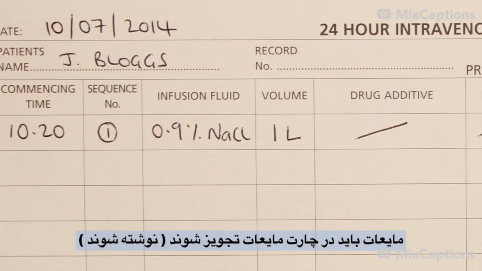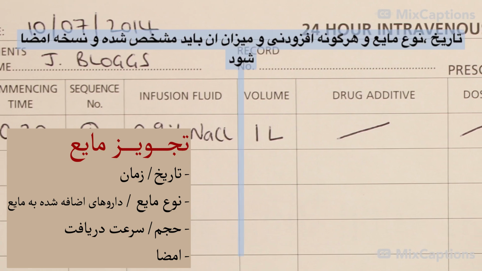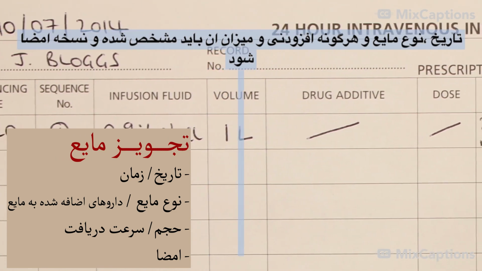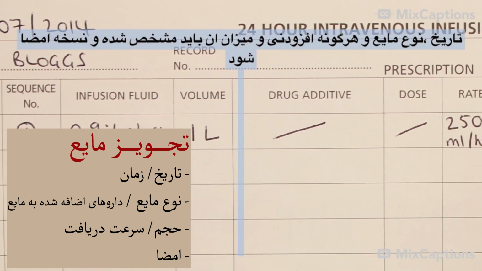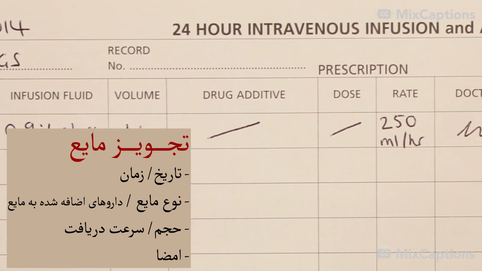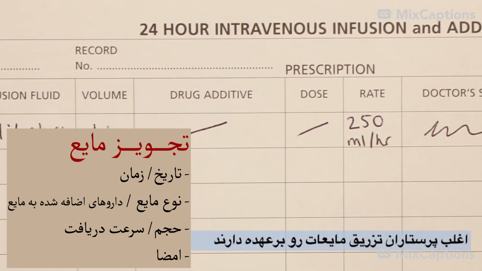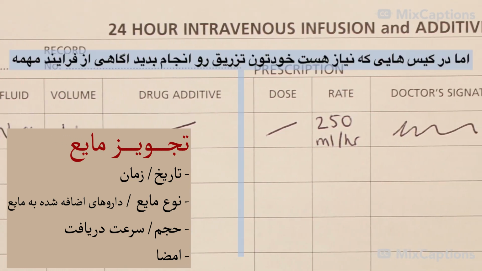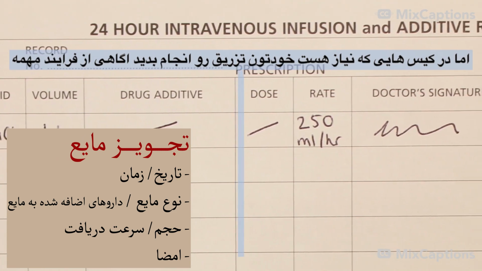Fluids need to be prescribed on fluid charts. The date, fluid type, any additives, and the rate must be specified, and the prescription must be signed. Often the nursing staff will take care of fluid administration, but knowledge of the process is important in case you need to do it yourself.